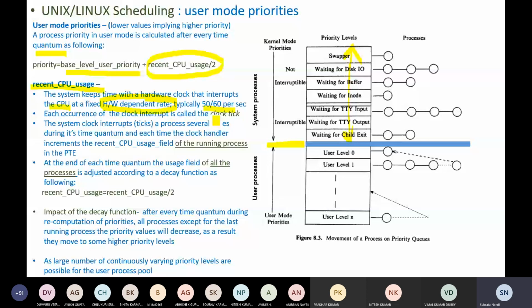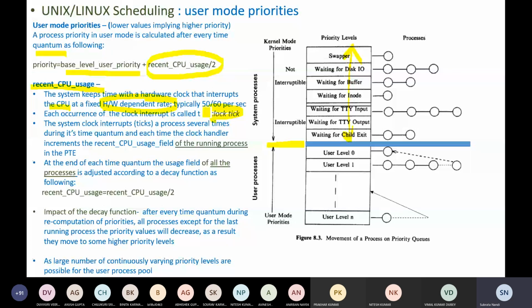So that means there are 50 or 60 ticks per second, and the system clock interrupts or ticks a process several times during its time quantum. If a particular process, say process A, is running, then on behalf of process A, the kernel will receive how many ticks?